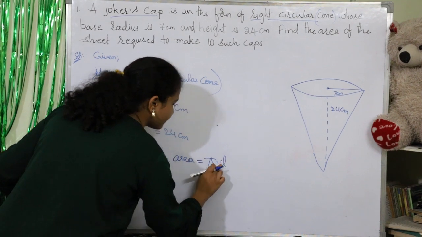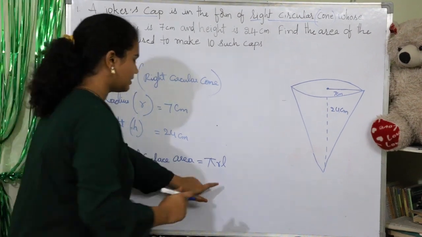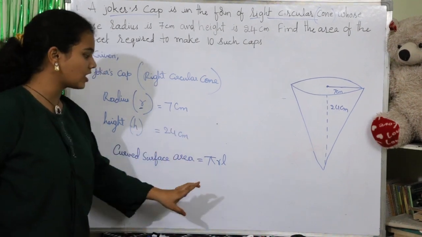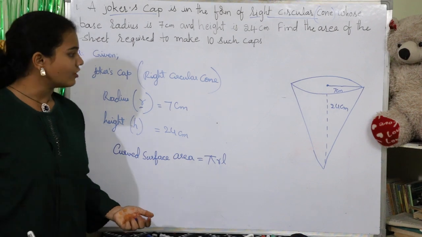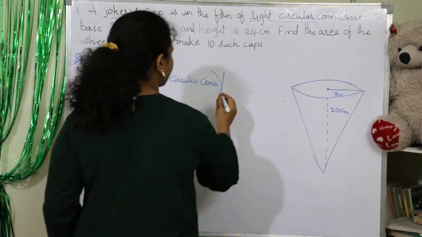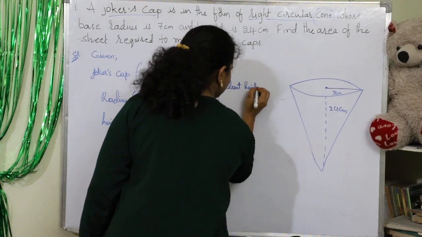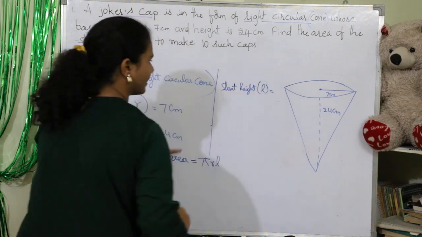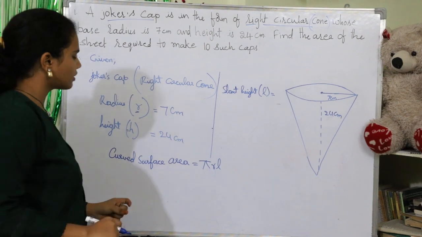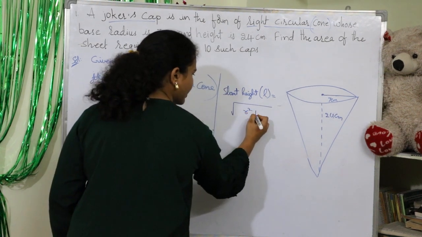Now here, I know the pi value, which I can write as 22/7. r is the radius, which is 7 centimeters, and l means length. I don't know the value of the length. To find it, we know the slant height formula. Slant height is usually represented by l. So I need to find the length of the given cone, and the formula for that is the square root of r square plus h square.